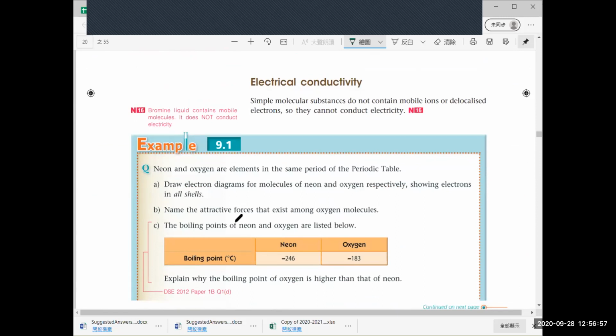But before I end the lecture about electrical conductivity, I'm sure you will know how to answer. Simple molecular substances do not contain mobile ions or delocalized electrons, so they cannot conduct electricity. All electrons are involved in the bonding, or are unbonded, which we call lone pairs. The electrons are just localized within the atom, so they cannot conduct electricity.